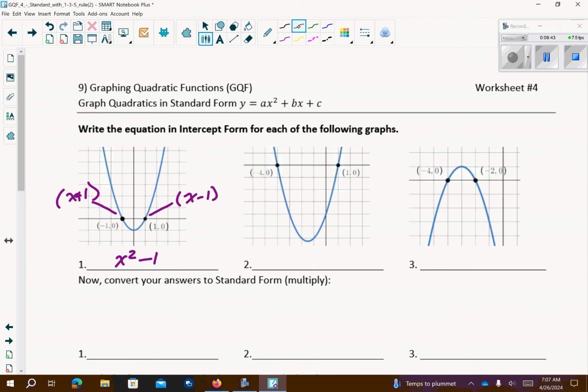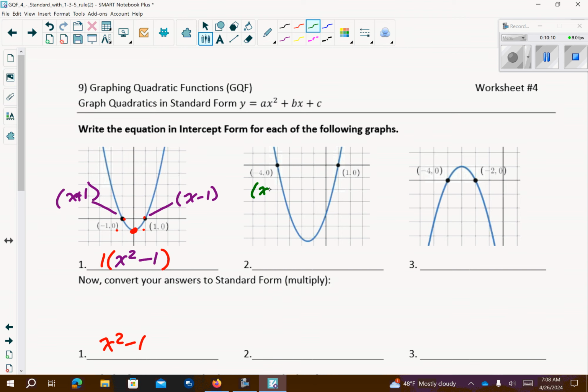But the next thing I want to do is, we do have a vertex here. So let's think about this. Now we want to figure out the a value. Do I go right one up one and left one up one? If the answer is yes, it means my a value is 1. So the answer to this is just x squared minus 1. We don't have a b value in this one. So let's take a look at the next one.